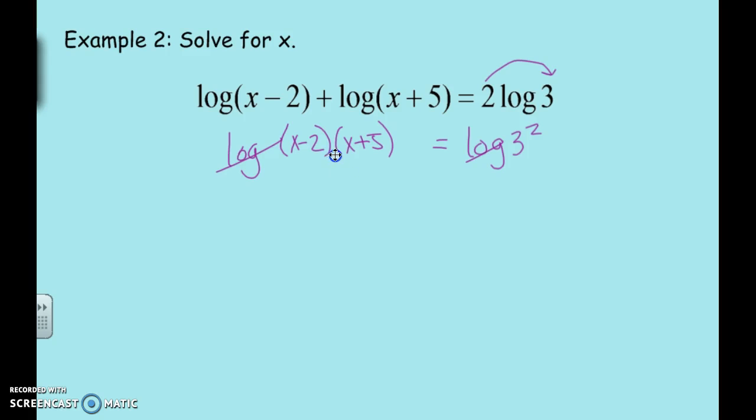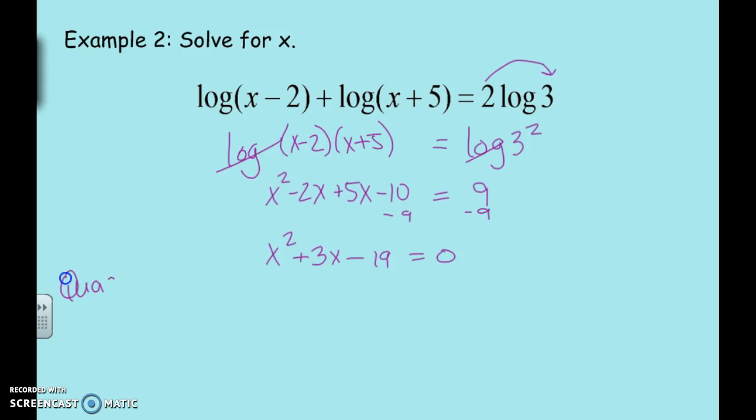At this point, I'm going to expand this because it's two binomials multiplied together. If I FOIL it out, I'd get x squared minus 2x plus 5x minus 10 equals 9. Then combining like terms, x squared plus 3x, I'm going to also subtract that 9 over at this point, minus 19 equals 0. There are no pairs that will add to 3 and multiply to negative 19. So at this point in the problem, I'm going to use the quadratic formula.